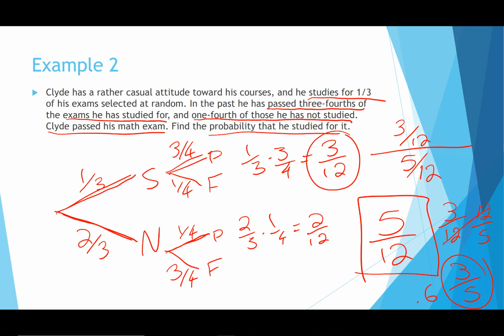So let me go back through that problem because I feel like I didn't do it very good justice. What's going on here is we know Clyde passed his math exam. So the new total is 5/12, because 3/12 he passed when he studied and 2/12 he passed when he didn't study. So he passes the test 5/12. That's that probability.